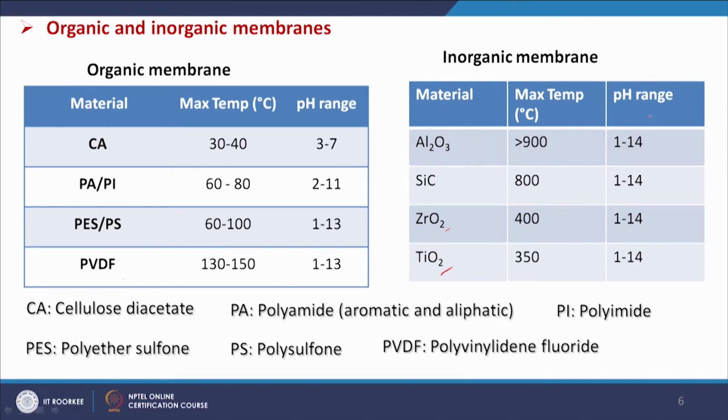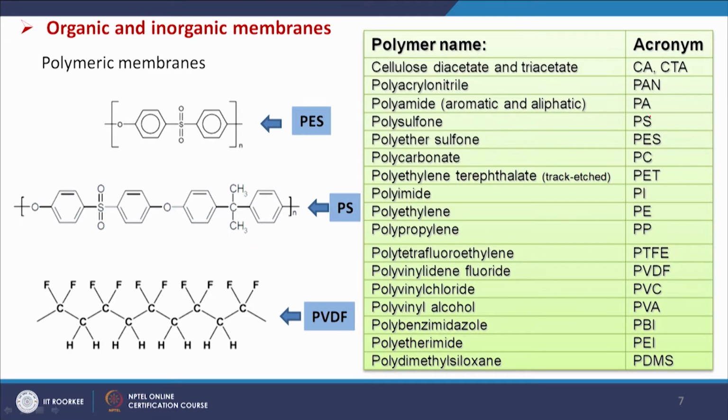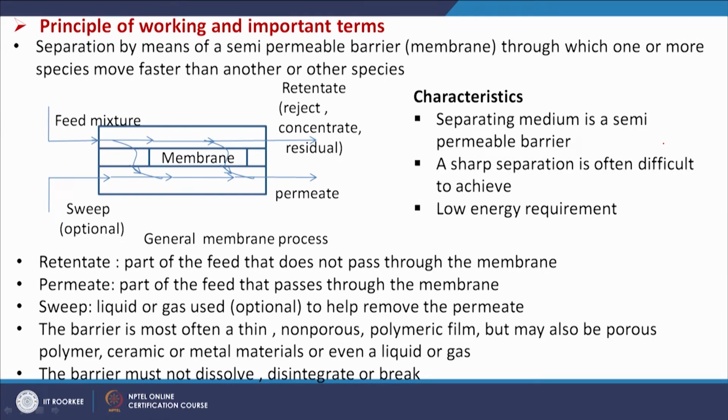Okay. So, these are the different available membrane materials, and here the structures of some organic membranes are shown, like PES has this type of structure, PS has this type of structure, PVDF has this structure, and these are the different polymer names and their acronyms which have been applied for different applications, not only for water treatment, but for different applications. Now, we will see the principle of working and some important terms.